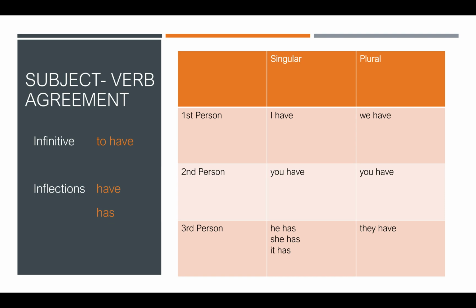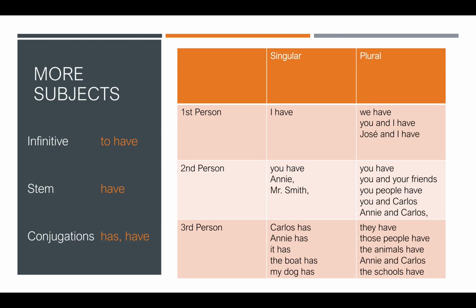And just take a look at the English here. I have, you have, but he has, she has, and it has. And then the plural, pretty easy there. So the third person singular is where you've got to watch out in English. Let's take a look at some other subjects in English. You and I is just as good as saying we. Jose and I. So if I is included in a plural subject, that's a plural first person.